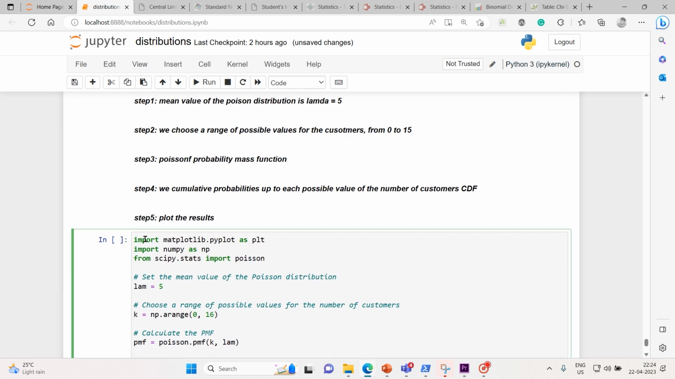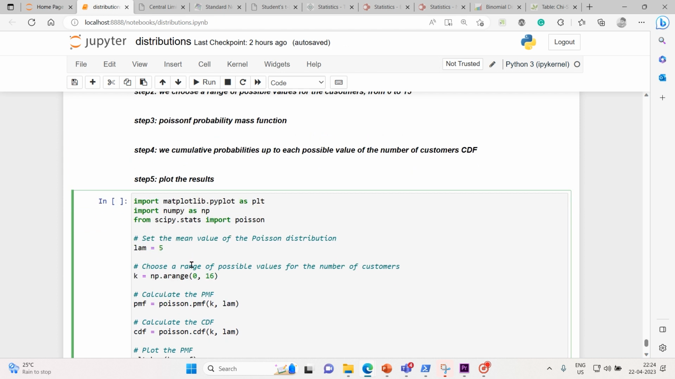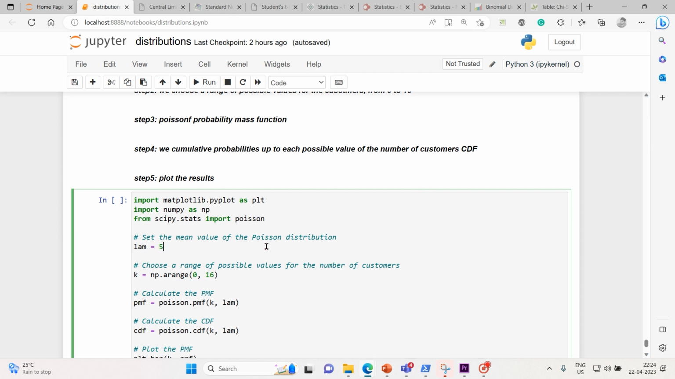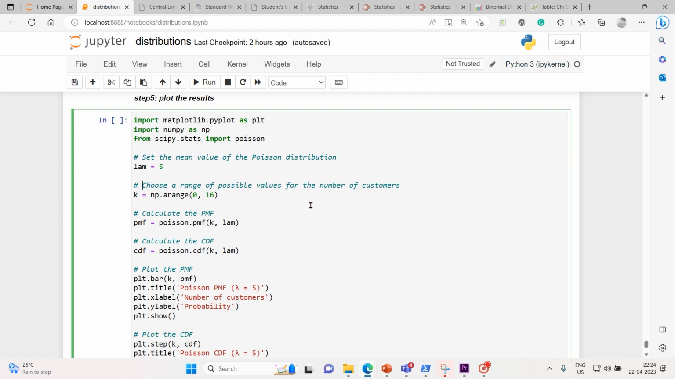So step 1, initially we have to import PLT, NumPy, then Poisson from the stats module. Then set the mean value of the Poisson distribution, that's lamb equals 5. Once that is done, you have to choose a range of possible values for the number of customers. So for the range of possible values I'm choosing from 0 to 16.